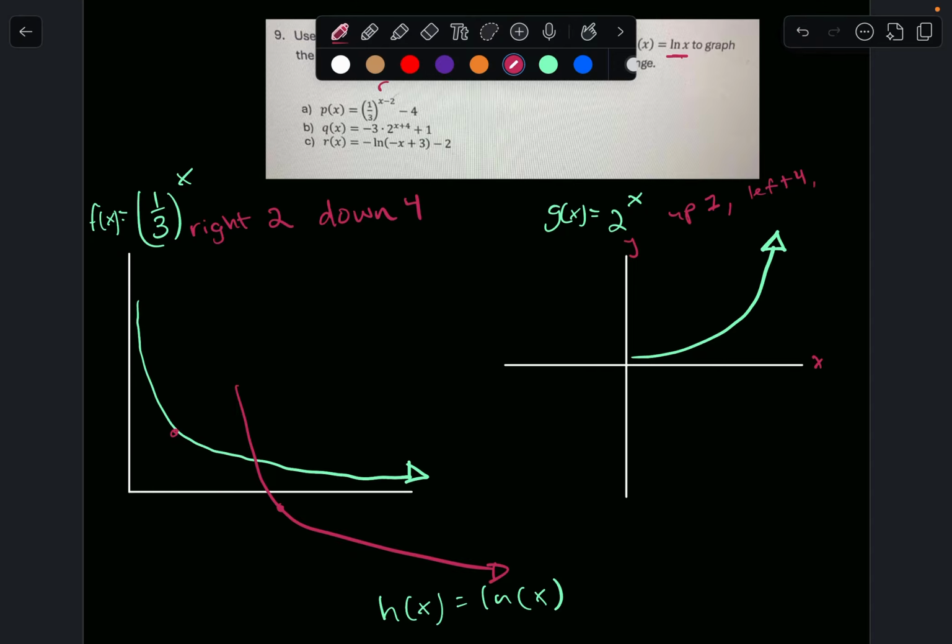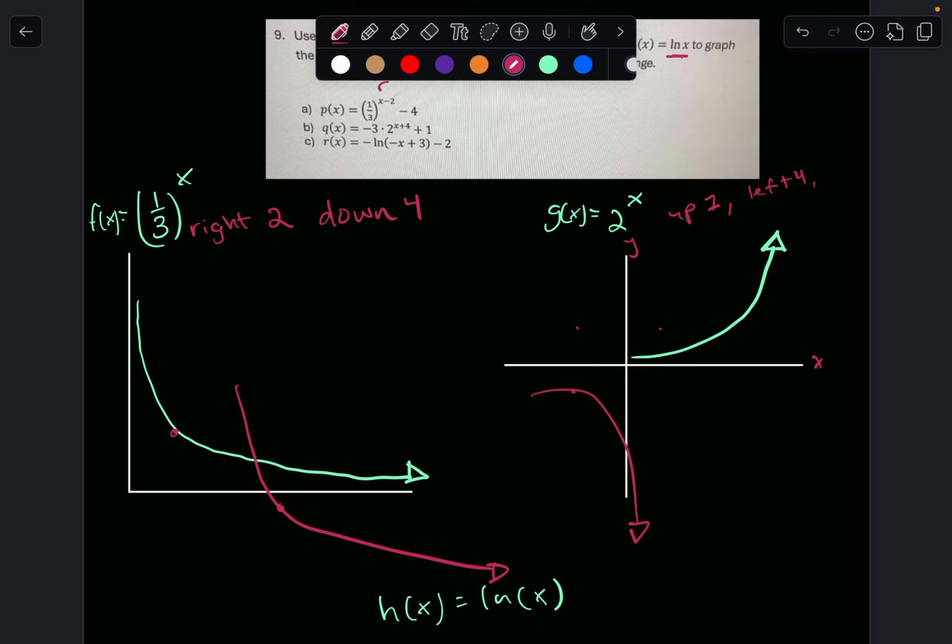Let's just go up 1, left 4, flip, then vertical stretch. So should get something like, if I flip this, boop. So it's gonna be like, boop, something like that. I don't know. Let me look this up real quick. Yeah, that looks about right. Yeah, that looks pretty good.